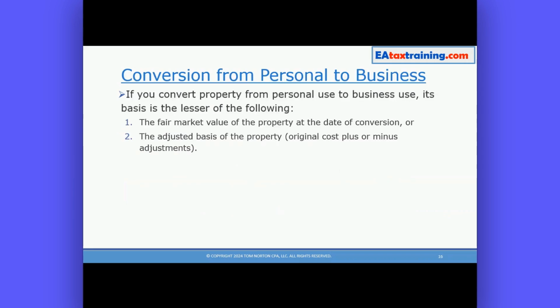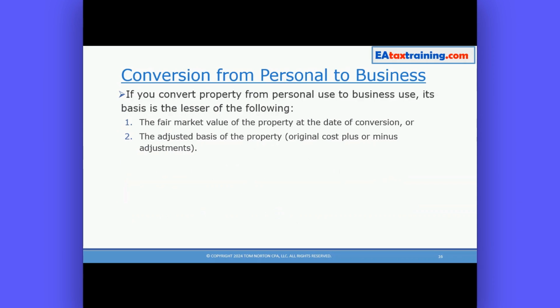Converting an asset from personal use to business use. So this happens quite frequently, especially in small businesses. You might convert property from being just a personal asset to using it in your business. If you do that, the basis of that asset is the lesser, it's the lower of these two things: the fair market value of the property at the date of the conversion, or the adjusted basis of the property, the original cost plus or minus adjustments.